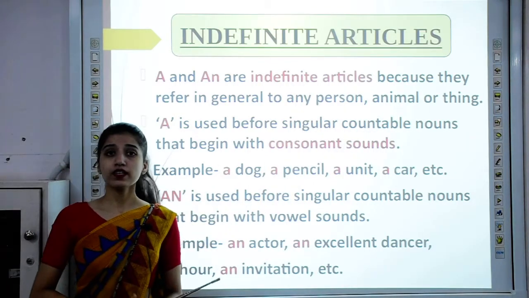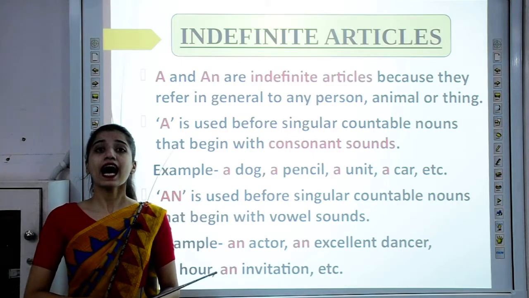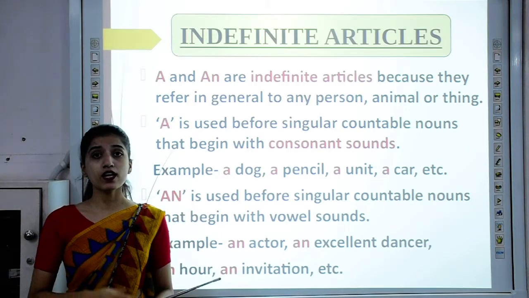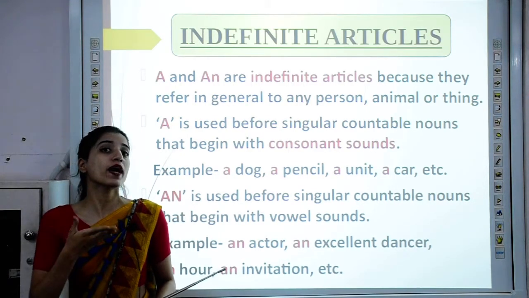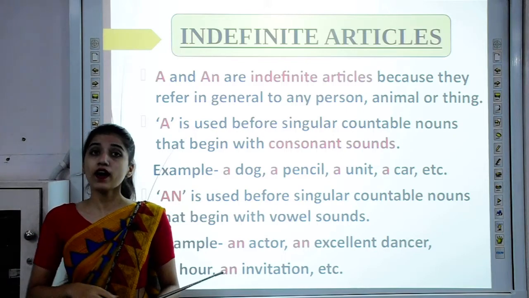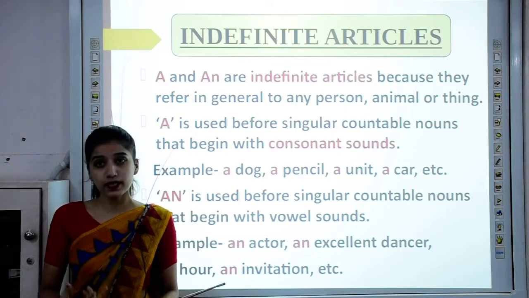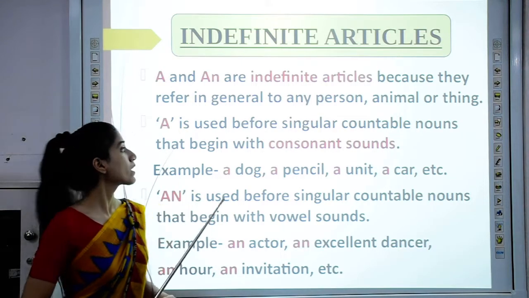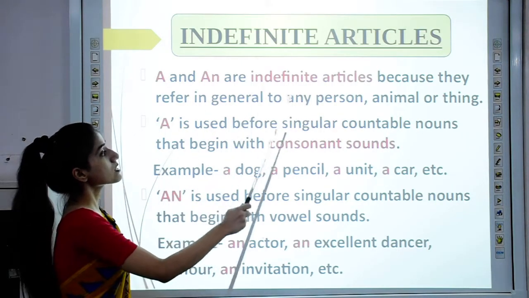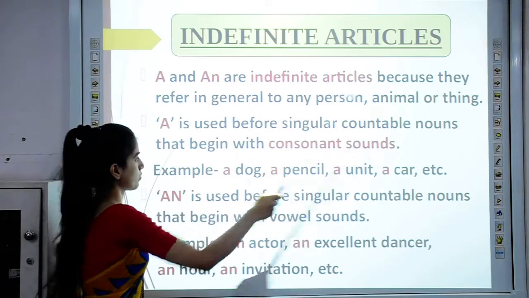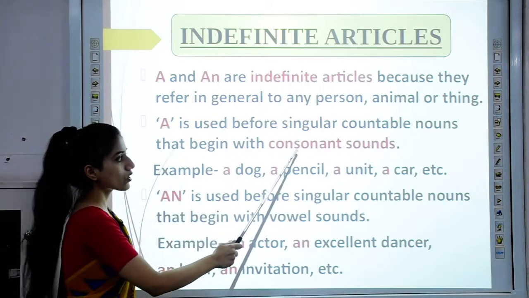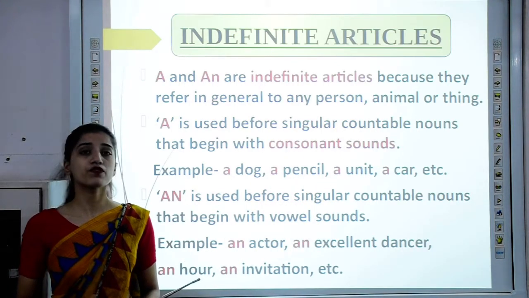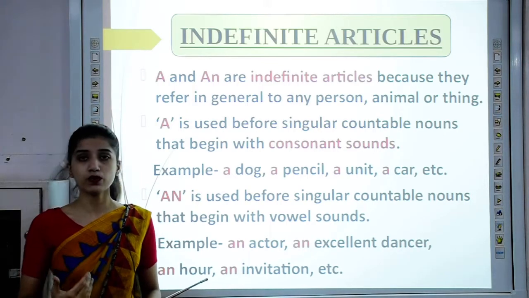So children, a and an are used as indefinite articles. They are called indefinite articles because we are talking in general about any person, animal or thing, or I can refer to it as a common noun, right? It's used with a singular common noun. A is used before singular countable nouns that begin with consonant sounds. So, a is used with the consonant sound with singular countable nouns.